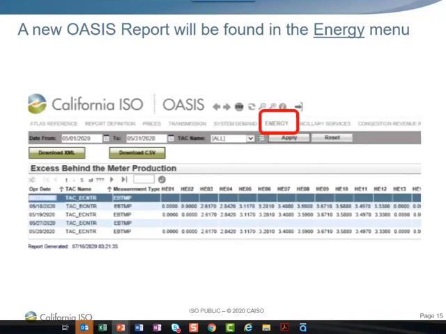What it's going to provide to you is by hour the aggregated meter values by TAC. So if you want to look at that, it's going to be available for you. So that is the report that is going to be provided.